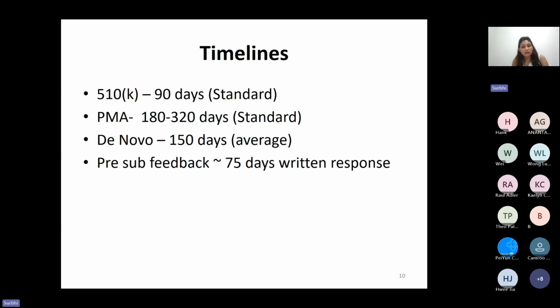Then typical timelines: 510(k) review takes 90 days. That's pretty standard. Then PMA takes 180 to 320 days, standard. De Novo takes 150 on average, and pre-sub is approximately 70 days for a written response. So whenever you are in the DD phase or planning phase, take these standard timelines into consideration while determining any global regulatory strategy or plan.